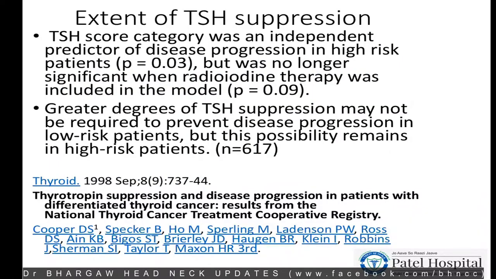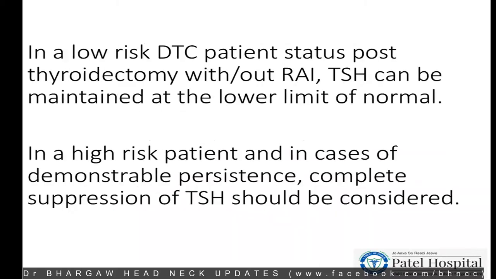How do we suppress TSH, and to what extent do we suppress TSH? It's largely driven by the fact that your suppression has to be driven by the risk category. So in a low-risk differentiated thyroid cancer patient, status post thyroidectomy with or without radioactive iodine, TSH will be maintained at the lower limit of normal. So you keep it around 0.5.